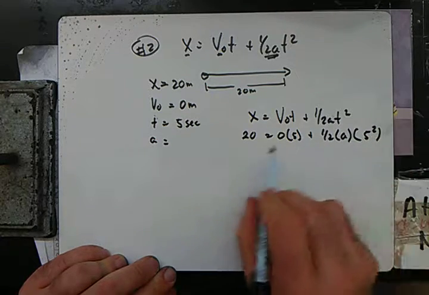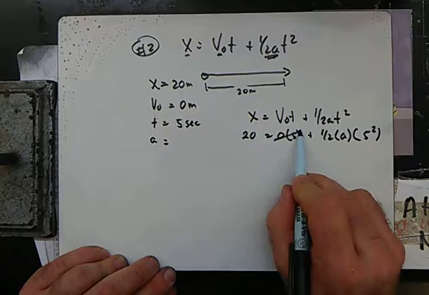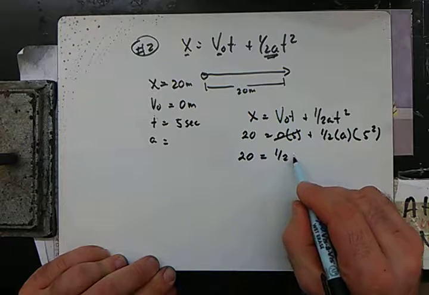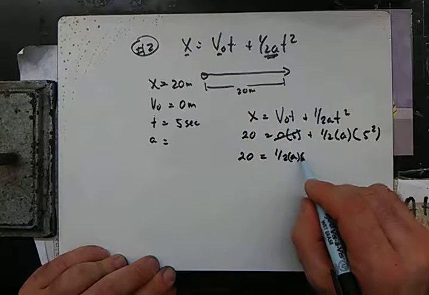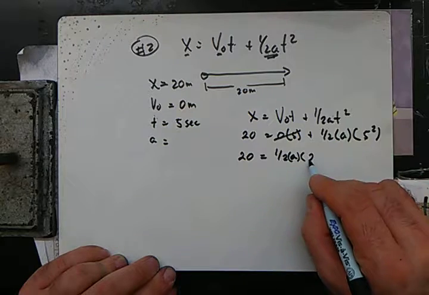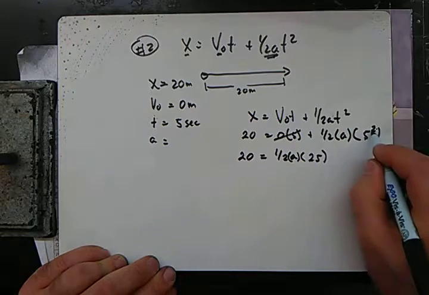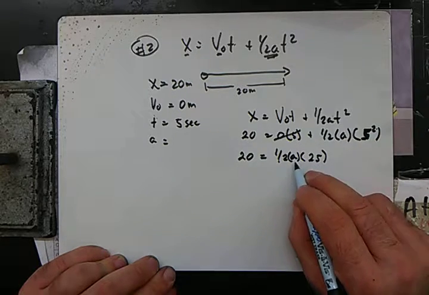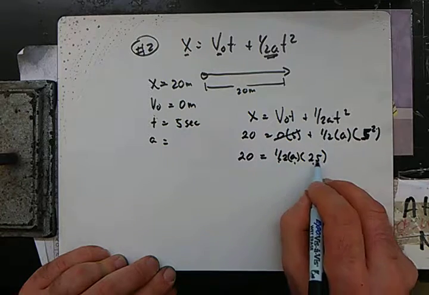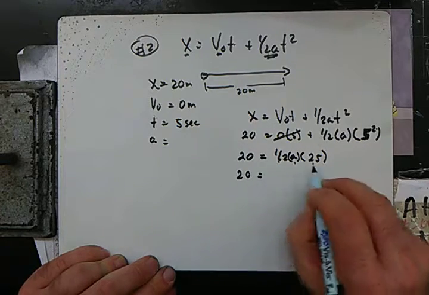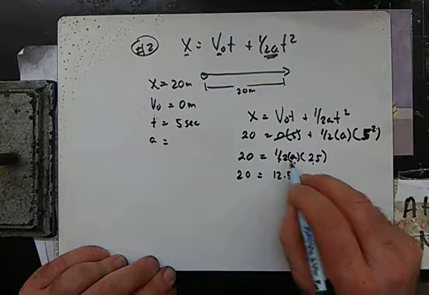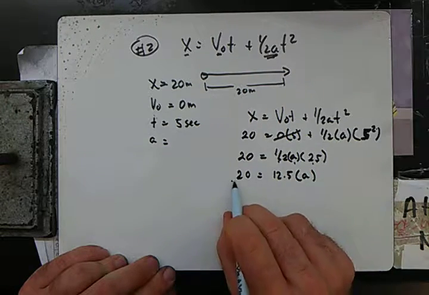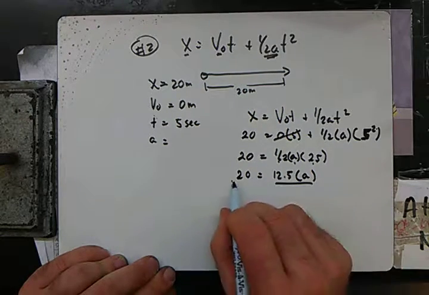Now look at this. Initial velocity times time is 0, so this makes it a little bit easier. 20 is half times a times 5 squared, which is 25. You're not squaring the whole thing, just the 5. So half times a times 25. Well, I know that half times 25 is 12.5 if I multiply these two numbers out. So what I've got left is 20 is 12.5a. Get a by itself.